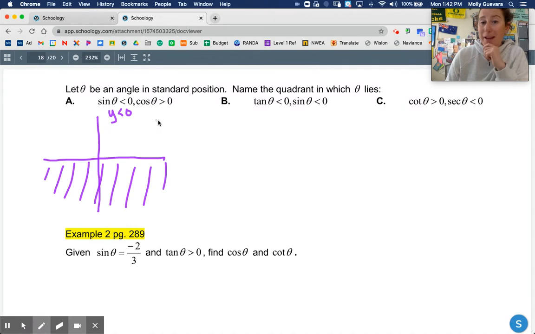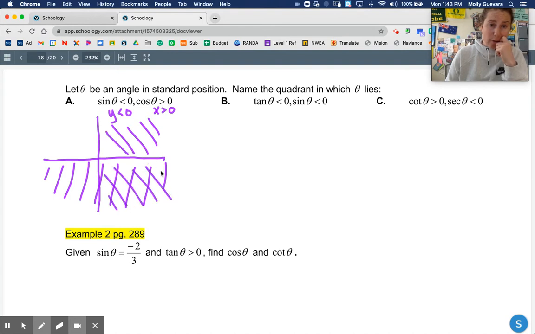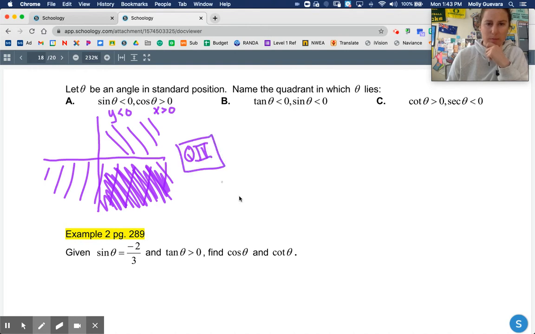Then cosine are my x's. So here it's telling me that x is greater than 0. So x is positive. Well, x is positive here in quadrant 1 and here in quadrant 4. So then I'm just looking for where it's double shaded, which is right here in quadrant 4. So this angle lies in quadrant 4. I don't know what the angle is, but I know that it's in quadrant 4.